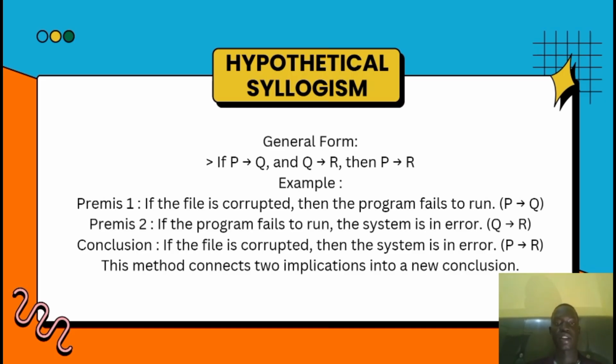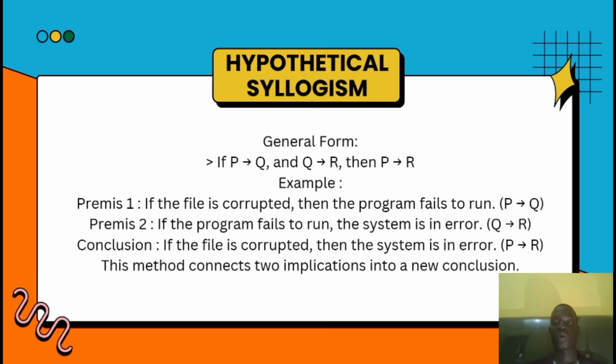And as you can see before, if premise 1 is true, it definitely means the conclusion must be true. It is what we all know in the inference method. If premise 1 is true, then the conclusion must be true. And if we see here, if the file is corrupted, then the program fails to run, which means P1 is true, then the conclusion must be true. So if you try to see here, R is true because Q is true here.